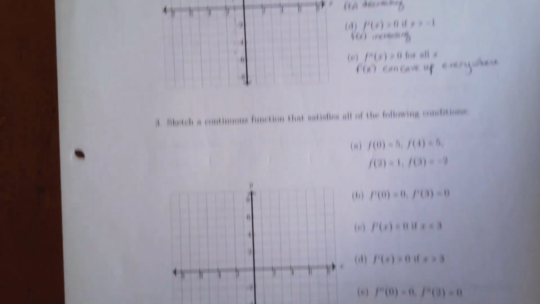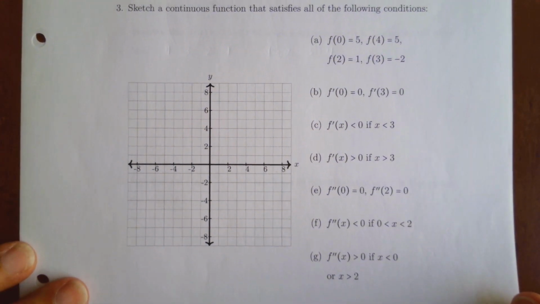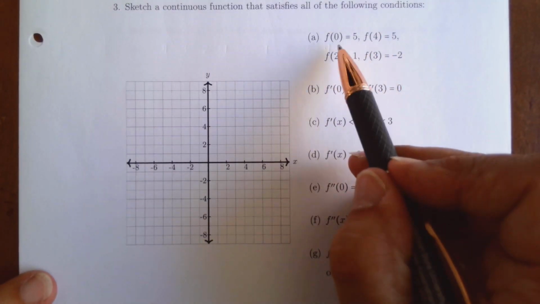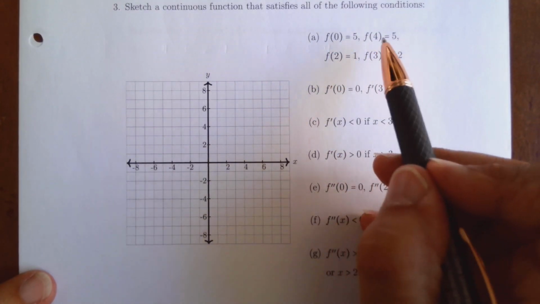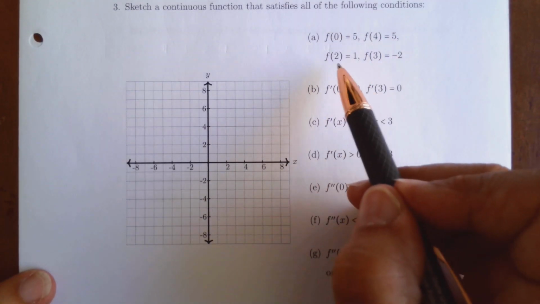All right, let's try number 3. Same thing. Let's see if I can get them all on here. There we go. Look at all of these in part A. These are all ordered pairs. They're function values. There's no little derivative signs. So these are all points on my graph.